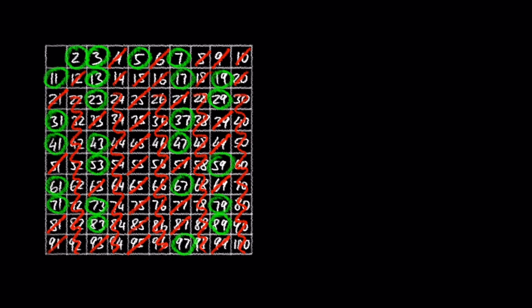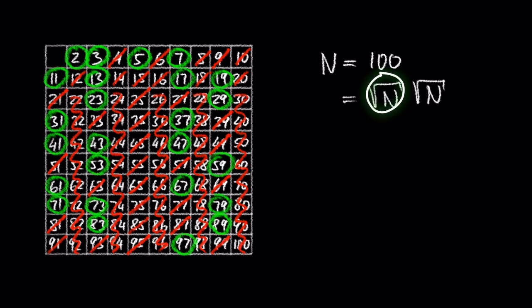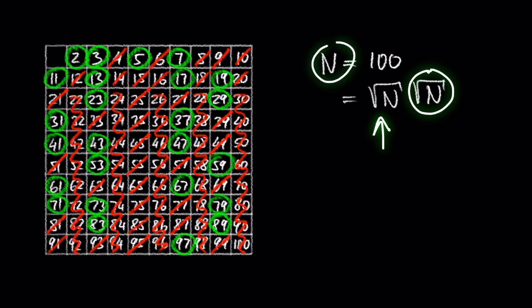Let me explain that in general. In this example, n equals 100. We can write the n as the square root of n times the square root of n. This is very important now. Let's say this divisor is smaller than the square root of n. Then the other one has to be greater than the square root of n because both have to multiply to n. Or let's say this one is greater than the square root of n, then the other one has to be smaller than the square root of n, because both have to multiply to n.